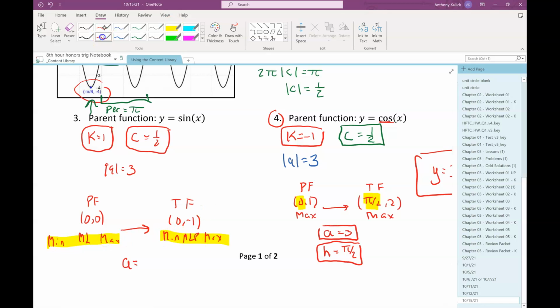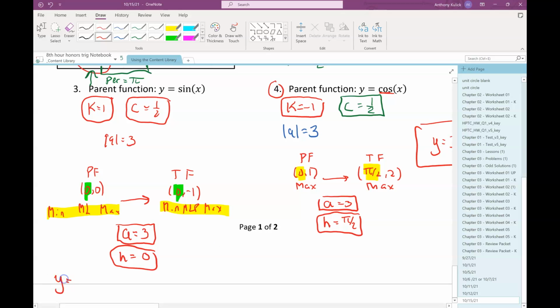Because these are the same, the value for A needs to be positive, so 3 in this case. And the value for H in this case should be 0. That's correct. Again, since the x-coordinate of my parent function is 0, the x-coordinate for my transform function needs to be my h. So I would say this is y equals 3 sine of 2x minus 0 minus 1.